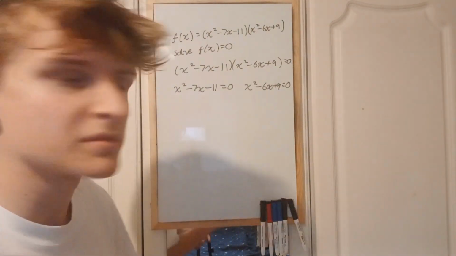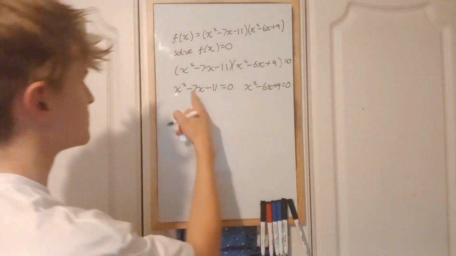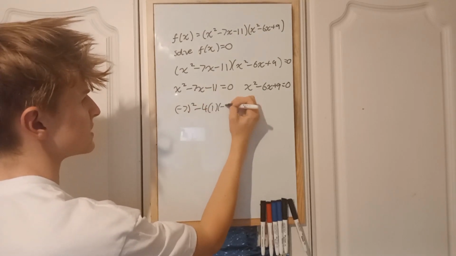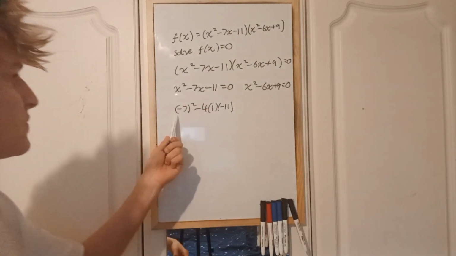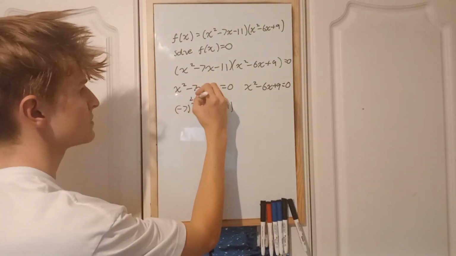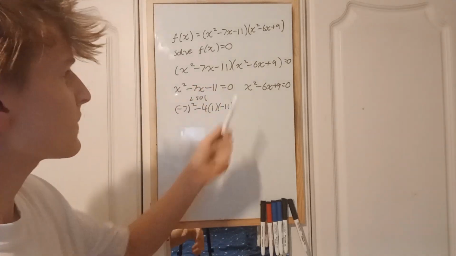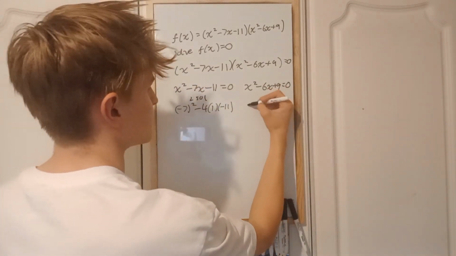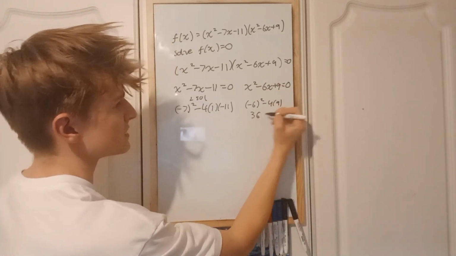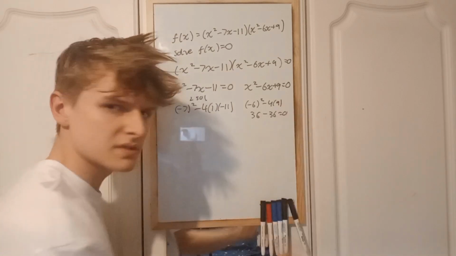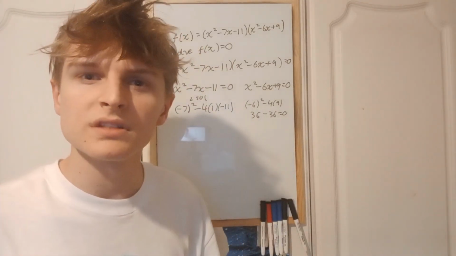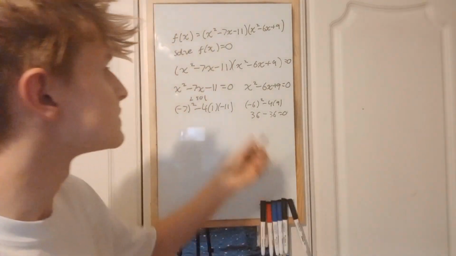We could do that using the discriminant on each of these quadratics here. The discriminant here is negative 7 squared minus 4 times 1 times negative 11. That is 49, and those two minuses will cancel out, so this will be a positive number, so we'll get two solutions from this quadratic. And for this quadratic, that's negative 6 squared minus 4 times 9, that's 36 minus 36, that equals 0. So the discriminant of this quadratic is exactly 0, which means there's only one solution for this quadratic.